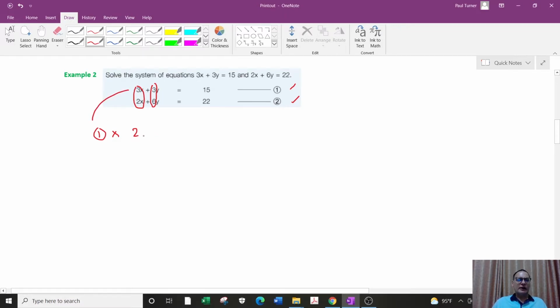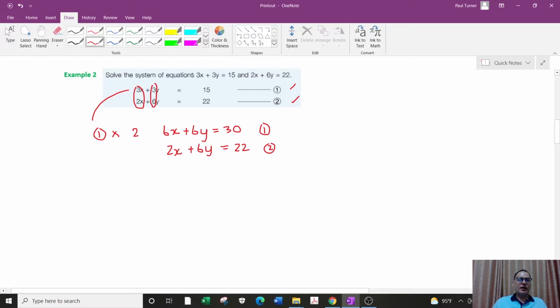So we're going to multiply equation 1 by 2. So 2 times 3x is 6x. 2 times 3y is 6y. And 2 times 15 is 30. We can keep that as equation 1 because it's just equation 1 that's been changed. So then I'm going to write equation 2 down again. 2x plus 6y equals 22. That's equation 2. Now you can see why I did that.